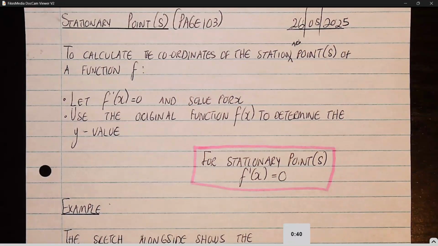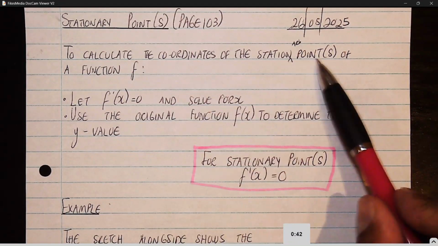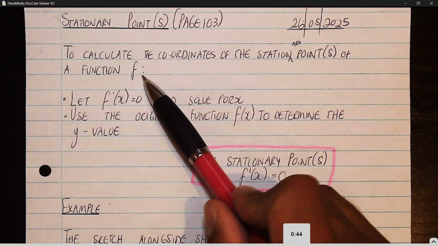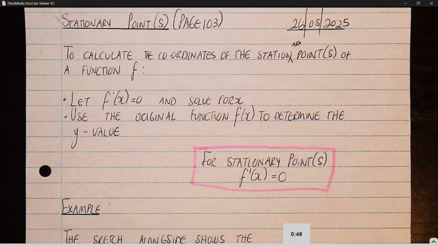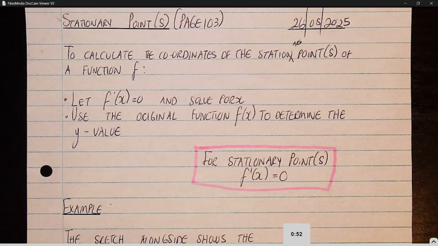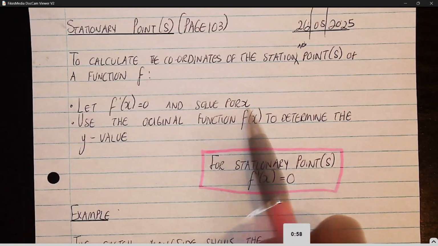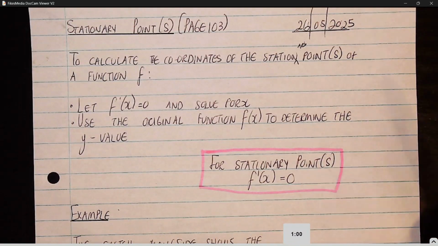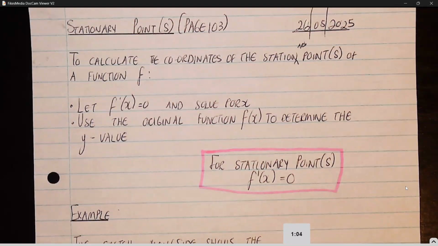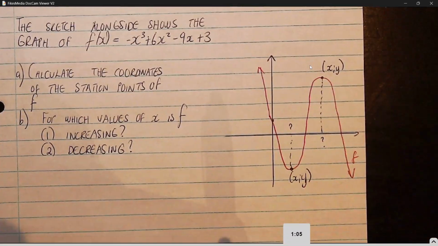Now it says that in order to calculate the stationary point or points of a function f, first we have to find the derivative of f, or f prime of x, and that derivative is equal to 0, right? With the intention of what? With the intention of solving for x, meaning that we need to find those two x coordinates on our graph, right? So now if you can just look at this small sketch here.